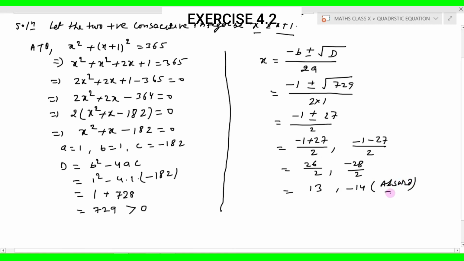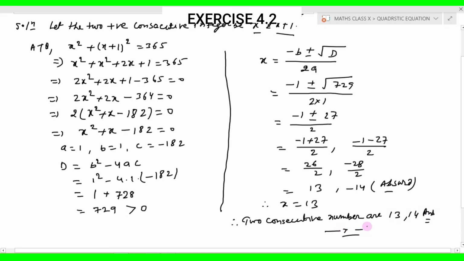But minus 14 is absurd. Why? Because the question says we have to find two positive integers. This is a negative integer, so this is excluded. So finally we have got x equal to 13, and if x is equal to 13, what are our required numbers? What you have to find? Two consecutive numbers. Therefore, the two consecutive numbers are 13 and 13 plus 1, which is 14. This is your final answer.